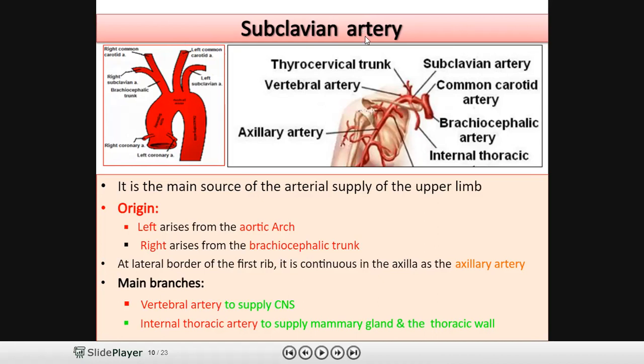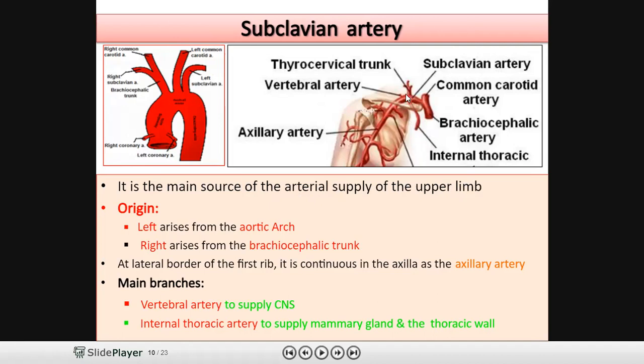So the subclavian artery is the main source of the arterial supply of the upper limb. If you are asked what is the main source of blood supply to the upper limb, it is the subclavian artery. And here, if you look at this picture, why is it called subclavian artery?